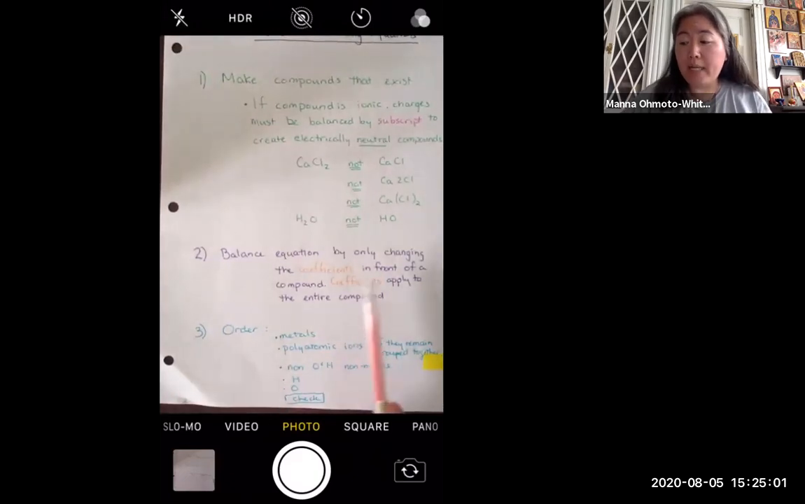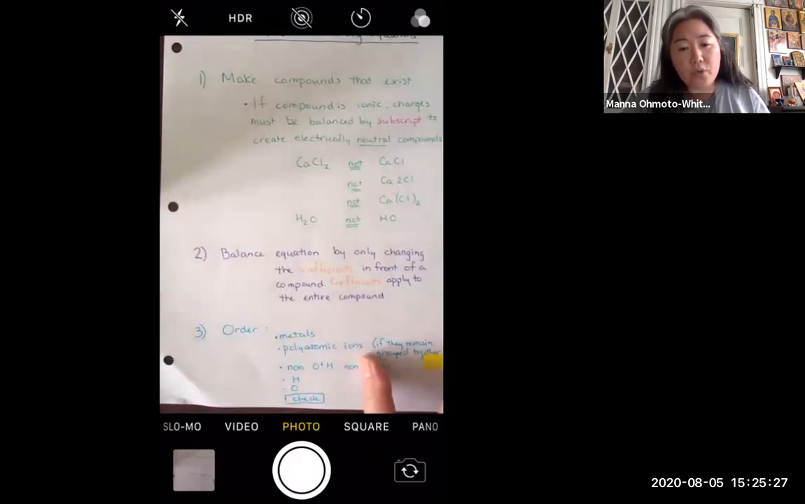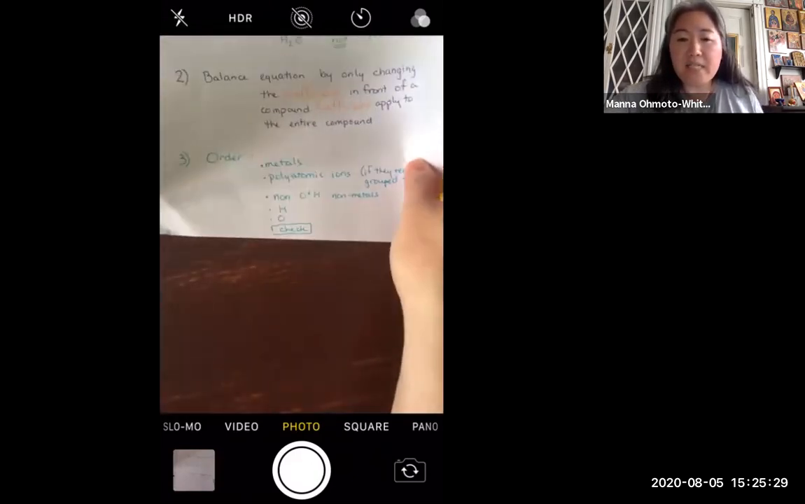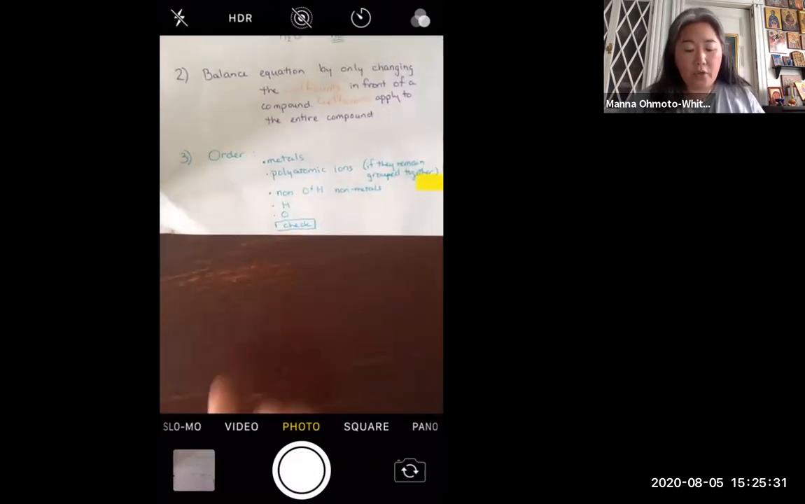And remember that when you're balancing the equation, you can only change the coefficient, the number in front of the compound, and that coefficient applies to the entire compound. And then there's an order. The order usually goes, you do your metals first, then your polyatomic ions, especially if they remain grouped together, then your non-oxygen and hydrogen nonmetals, then hydrogen, and then oxygen, and then of course you check. So we're going to do a couple of examples, keeping that order there.